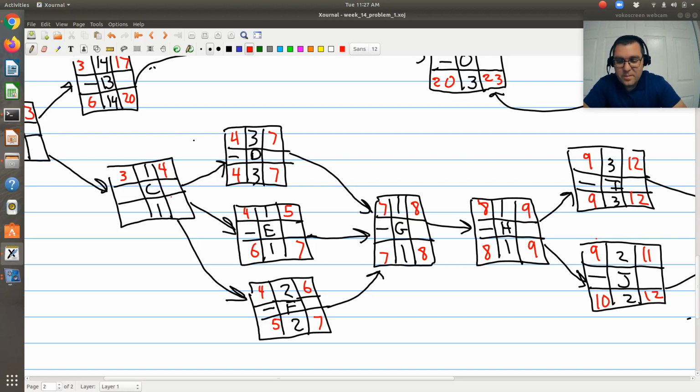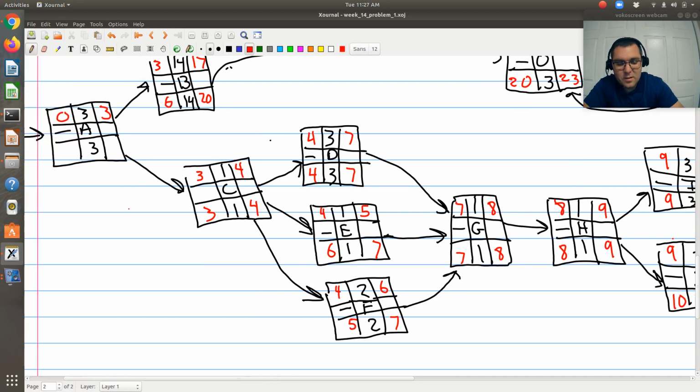All right, then D, E, and F all have a precedence of C. So for the latest possible starting time of C, I'm looking at the minimum of the latest possible starting time of D, E, and F. So C needs to be complete by day 4, has a duration of 1. So its latest possible starting time is day 3.